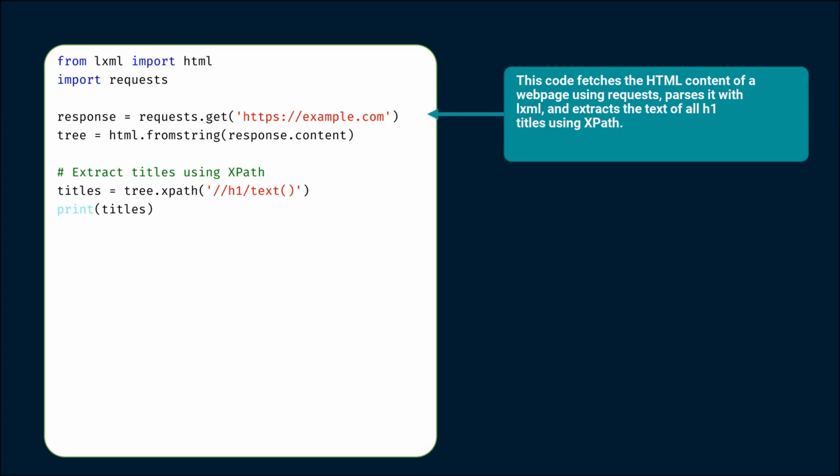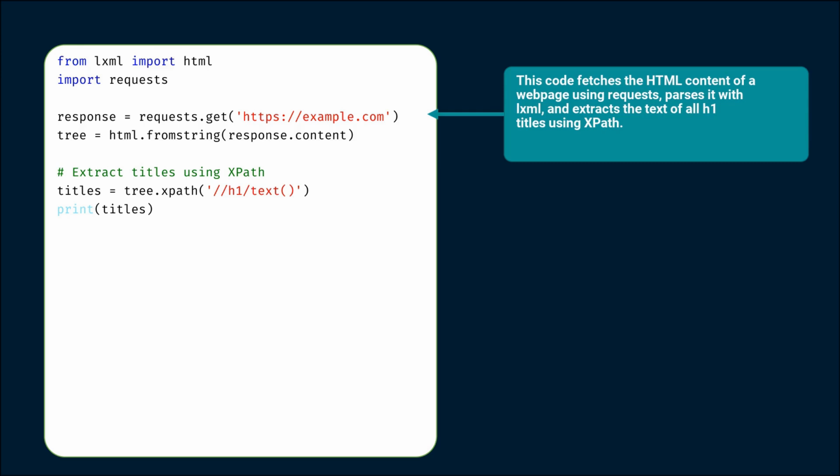So, we begin by importing the necessary modules, HTML from LXML and requests. The first thing we need to do is make an HTTP GET request to our target URL, which will fetch the web page content for us. After we get the response, we parse that HTML content using html.fromstring. This creates a tree structure, allowing us to search for specific elements within our document precisely.